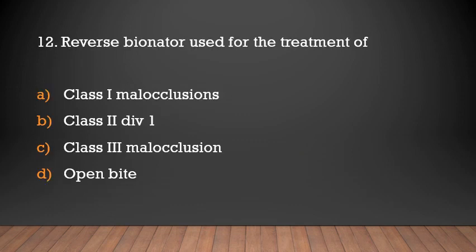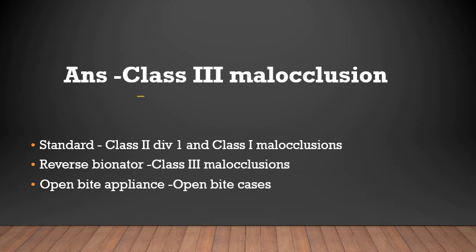Reverse bionator is used for the treatment of Class 4 malocclusion, Class 2 division, Class 3 malocclusion, open bite. Class 3 malocclusion. Standard bionator is used in the treatment of Class 2 Division 1 and Class 1 malocclusions. Reverse bionator is used for Class 3 malocclusion and open bite. Bionator is used for open bite cases.